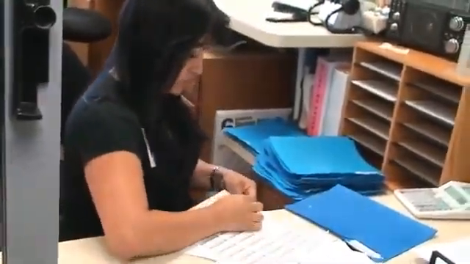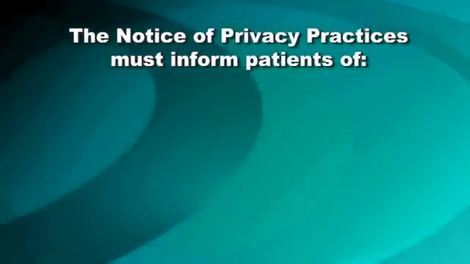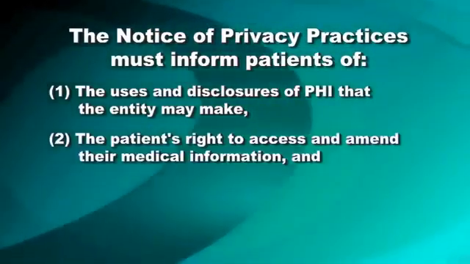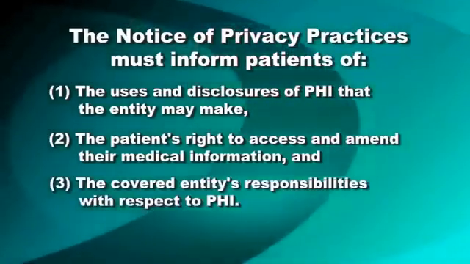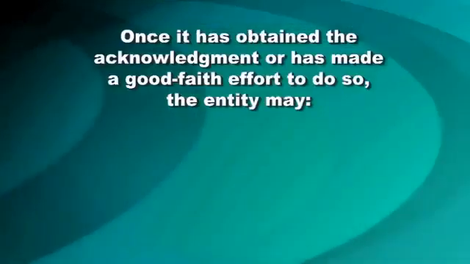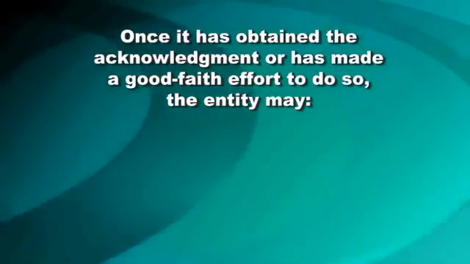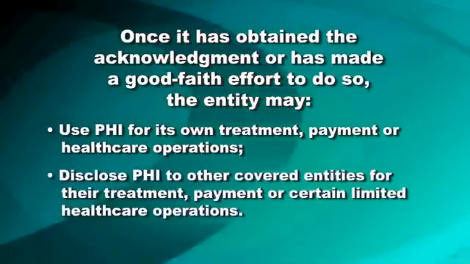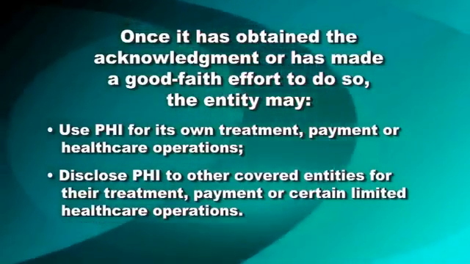The privacy rule requires a covered entity to provide patients with a Notice of Privacy Practices, or NPP, and make a good faith effort to obtain a patient's written acknowledgement of receiving the NPP. The Notice of Privacy Practices must inform patients of the uses and disclosures of PHI that the entity may make, the patient's right to access and amend their medical information, and the covered entity's responsibilities with respect to PHI. Once it has obtained the acknowledgement or has made a good faith effort to do so, the entity may use PHI for its own treatment, payment, or healthcare operations, and disclose PHI to other covered entities for their treatment, payment, or certain limited healthcare operations.